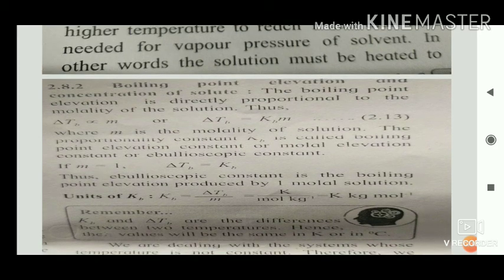Then we see the units of the ebullioscopic constant, that is KB. KB is equal to delta TB upon m. The unit of temperature is Kelvin and the unit of molality is mole per kilogram. Therefore, K upon mole per kilogram, that is K kilogram per mole. Here K means temperature in Kelvin.